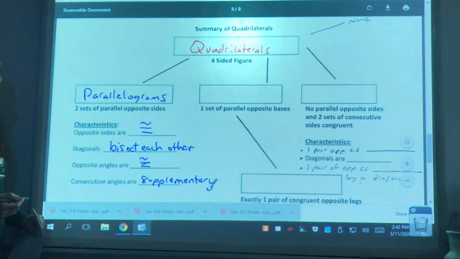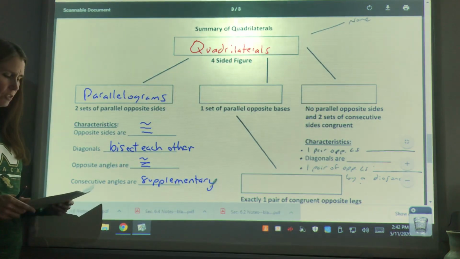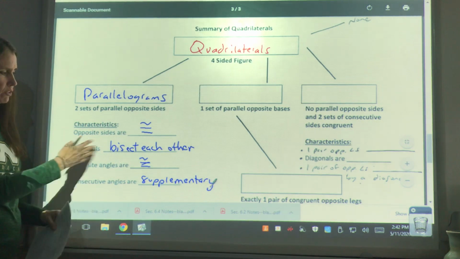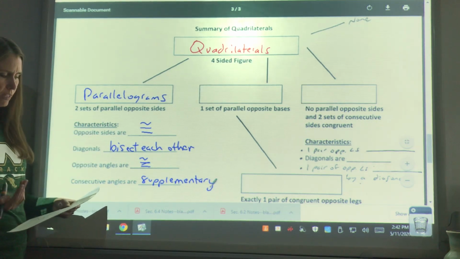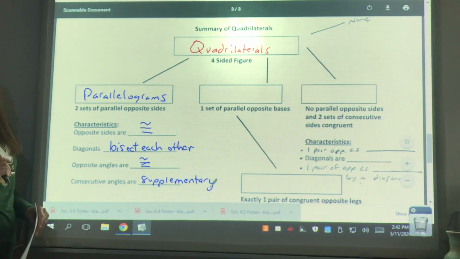Okay, there's one other we had on the page yesterday that I said you didn't need to worry about because we didn't cover it in section 6.3. But if you're wondering why it's not here, you can add it if you want. One pair of sides is both parallel and congruent.